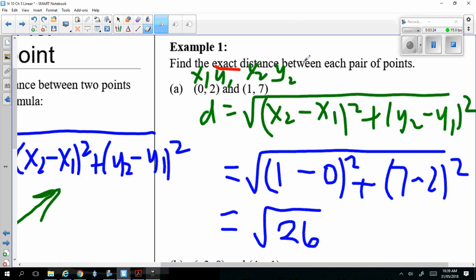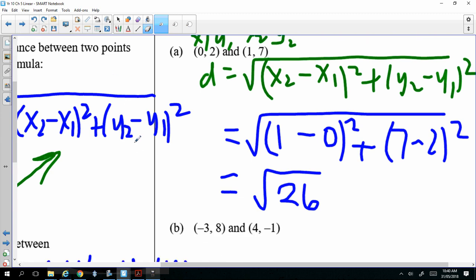Try the next example, exactly the same, except there's some negative numbers. Okay, try this. Try the next one. Exactly the same. Okay, have a try. Give it a minute, then we'll go through the answers.